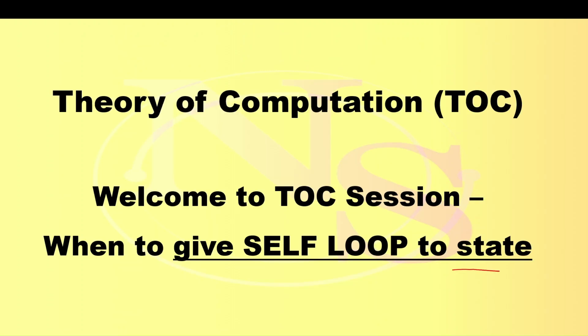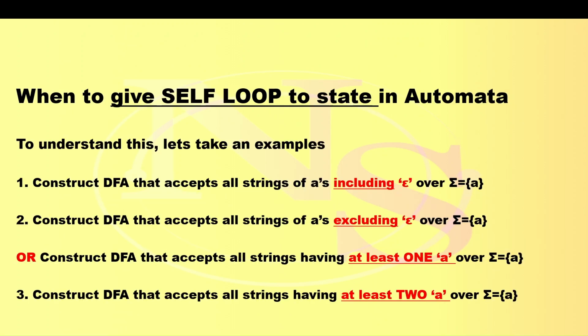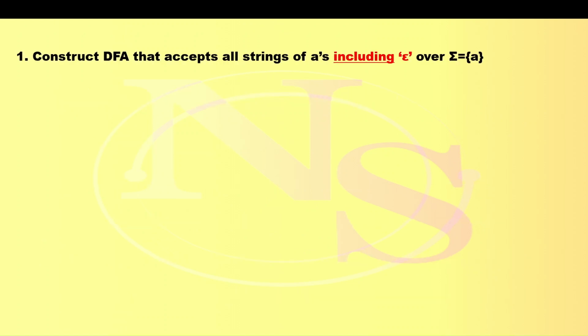Hi everyone, welcome to talk session. In this session we will learn when to give self loop to any state in automata. To understand this concept, let's take a few examples.